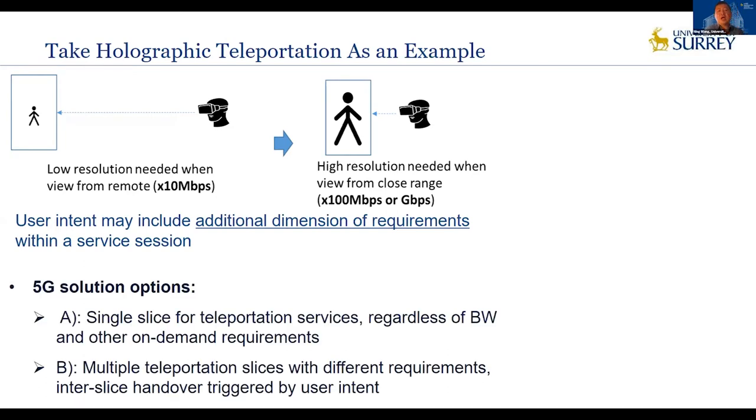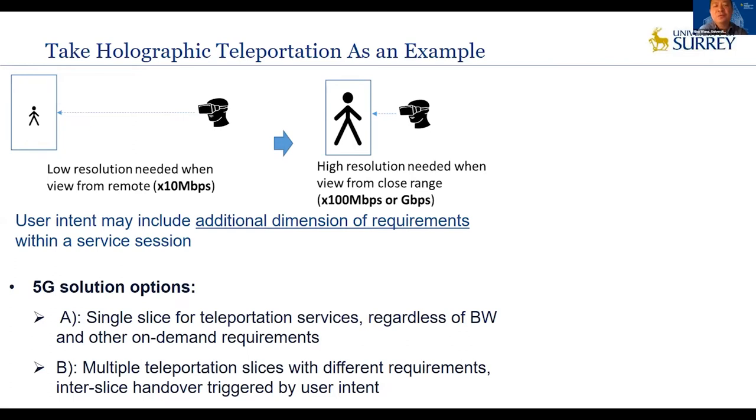So if you look at how to support such a change of user intent in terms of changing requirements, you may say, okay, let's provision a common network slice for supporting this kind of metaverse service, regardless of how end users behave, so we can always provide the most sophisticated service support. Alternatively, you may have more fine-grained network slices depending on users' behavior in terms of bandwidth requirements.